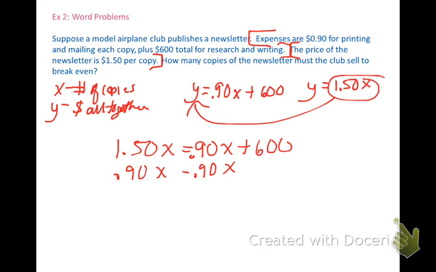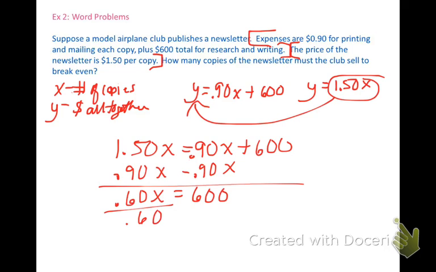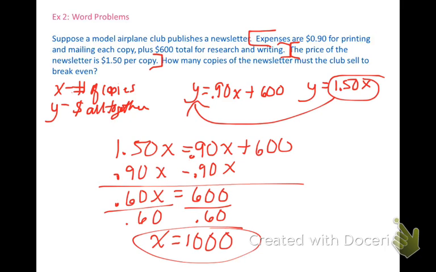So $1.50 minus 90 cents, so it's going to be 60 cents equals 600 divided by 60. Ooh, it looks like they have to sell a lot of these. 600 divided by... Yep, they have to sell 1,000 copies of their paper to break even.